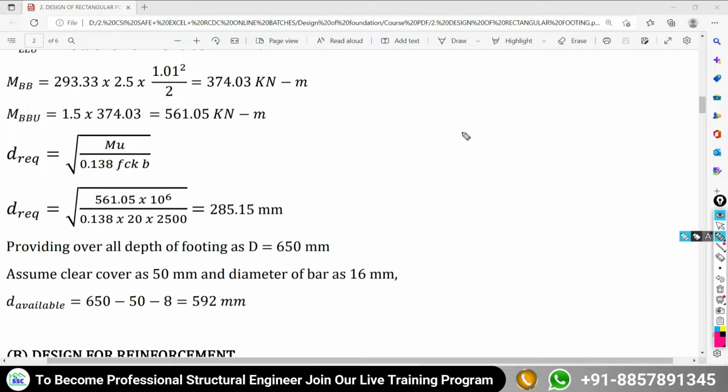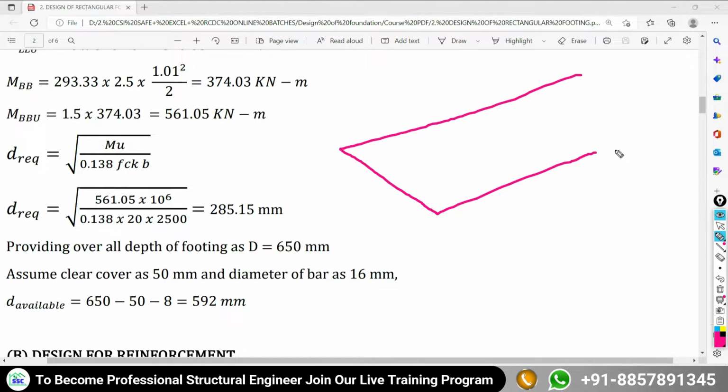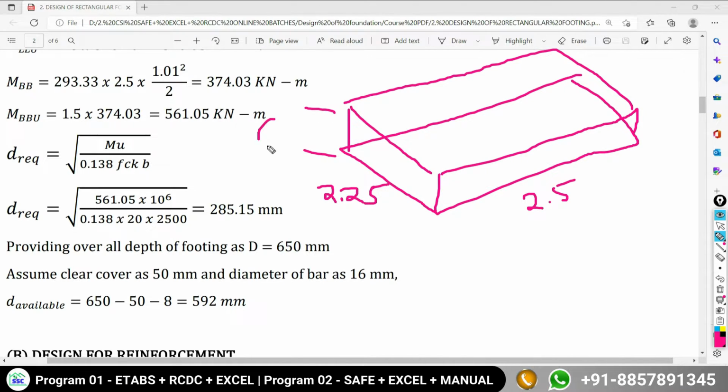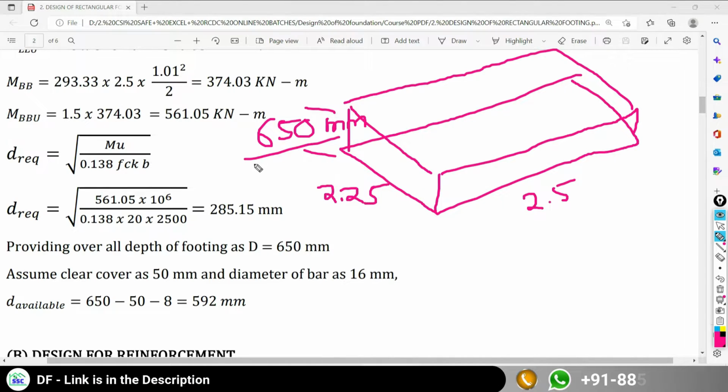So here all three dimensions of the footing we have decided: the length of the footing will be 2.5, the width of the footing will be 2.25, and the depth of the footing will be what? It will be 650, the overall depth as 650 mm. You need to understand this.